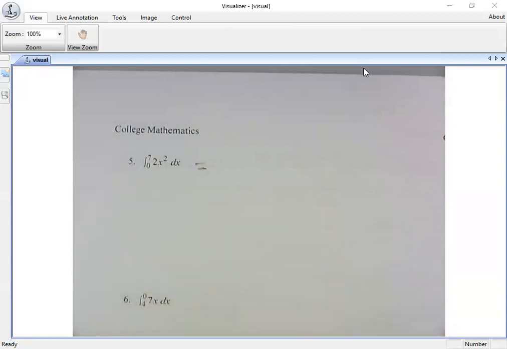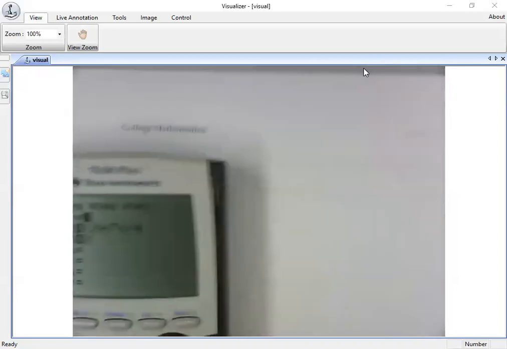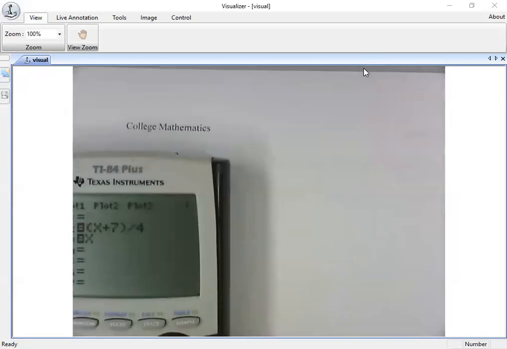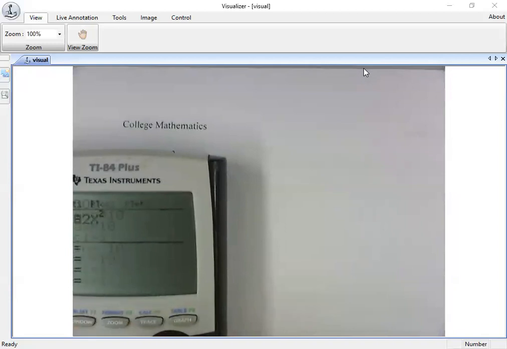If I were showing it to you visually, I'm going to put this in my calculator. And if I were to type in 2x squared, I wanted to graph this thing from x equals 0 to x equals 7.